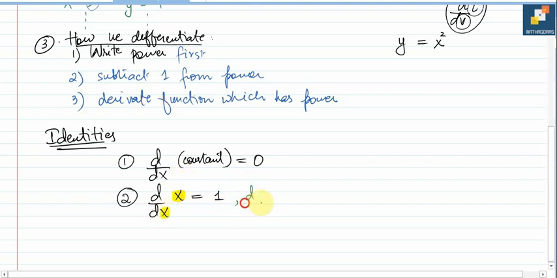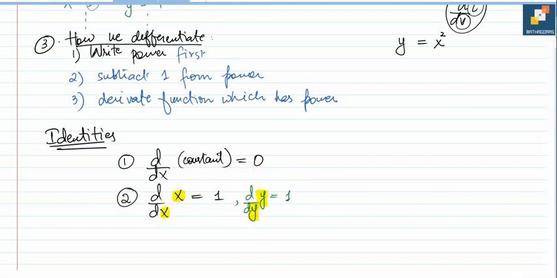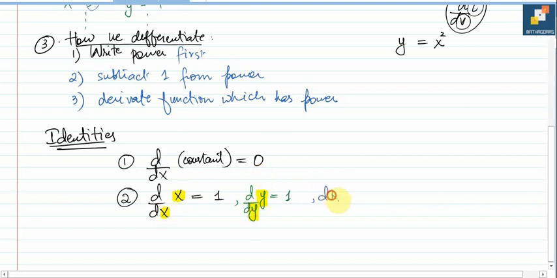Similarly, if I say d by dy of y, that will be equal to 1. Again the same rule: these two variables are the same, or it can be any two variables. If you say dk divided by dk equals, that will be 1. So if you are differentiating a function and these two alphabets are the same, that will always equal 1. Alright, now you have an equation y equals x square, and we are going to differentiate this.